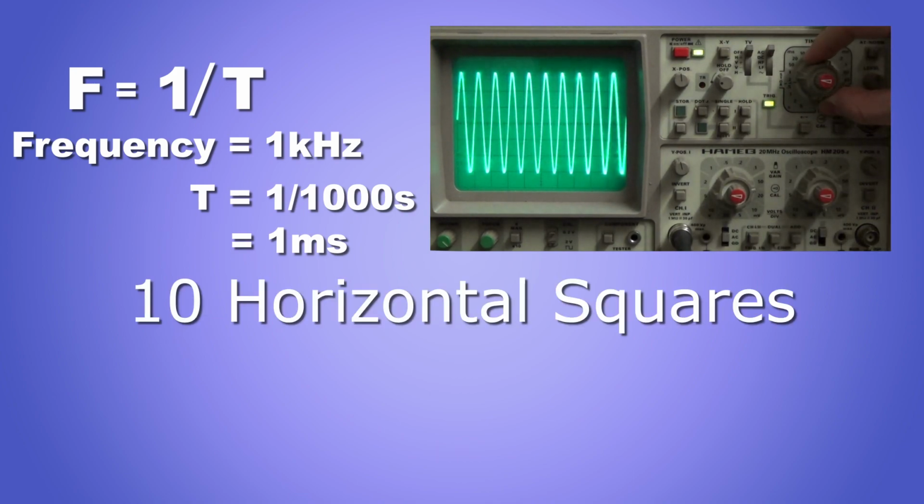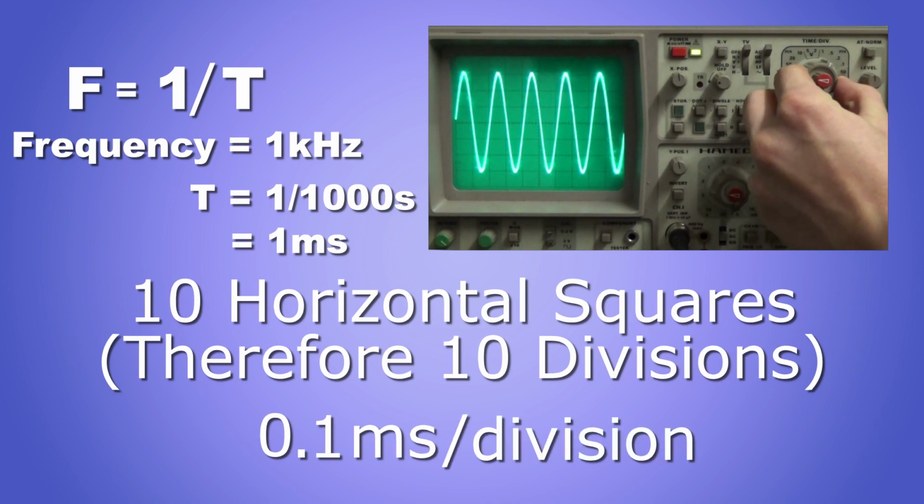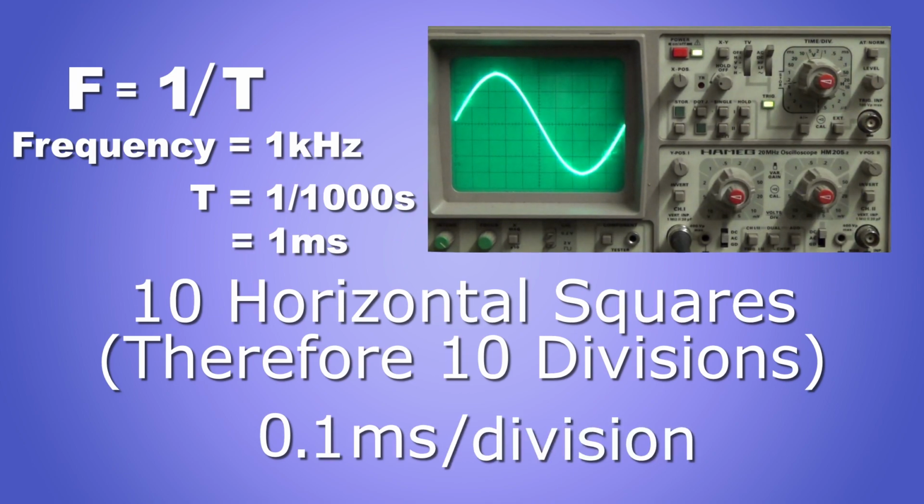Horizontally, the oscilloscope has 10 squares, so adjusting the time base to 0.1 milliseconds per division will allow the oscilloscope to display exactly one complete wave cycle of the generated input signal.